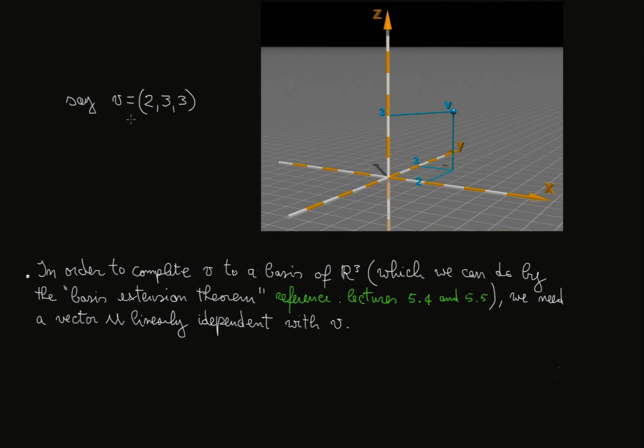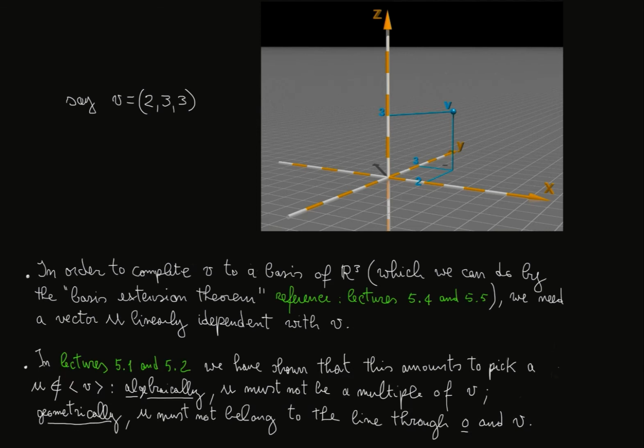and so we need to add another vector, namely u, which is going to be linearly independent with v. How do we do that? Now in lectures 5.1 and 5.2, we have shown that this amounts to picking a vector u that does not belong to the vector space generated by v.